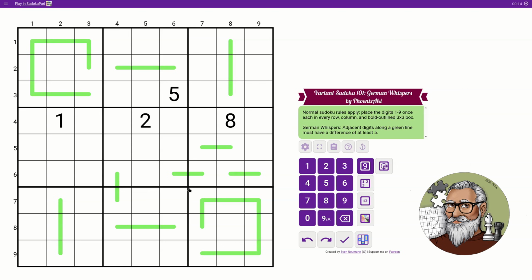Today I'm going to be trying my hand at Variant Sudoku 101, German Whispers by PhoeinxAKI. If you'd like to give it a go, there will be a link in the description below. If you do, please let me know how you fared and what you thought of it.